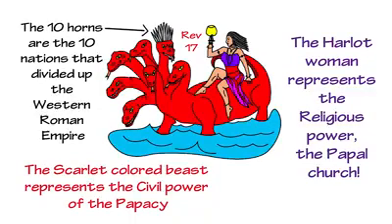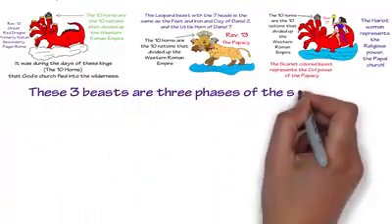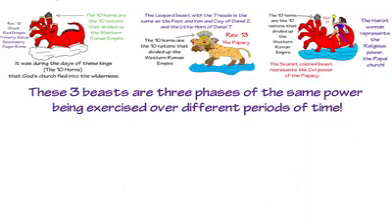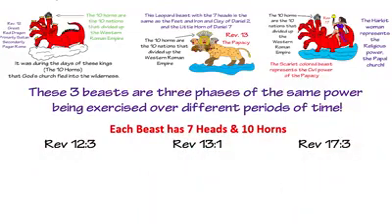Here is a brief list of the things these 3 7-headed beasts have in common, indicating they are 3 phases of the same power being exercised over different periods of time. All 3 beasts have the following 4 things in common. Each beast has 7 heads and 10 horns.